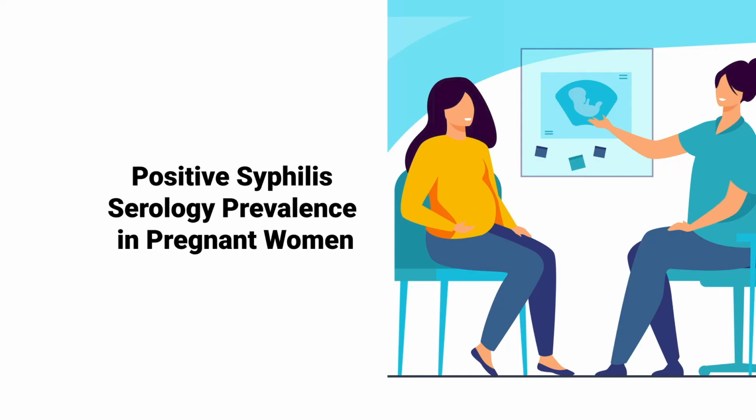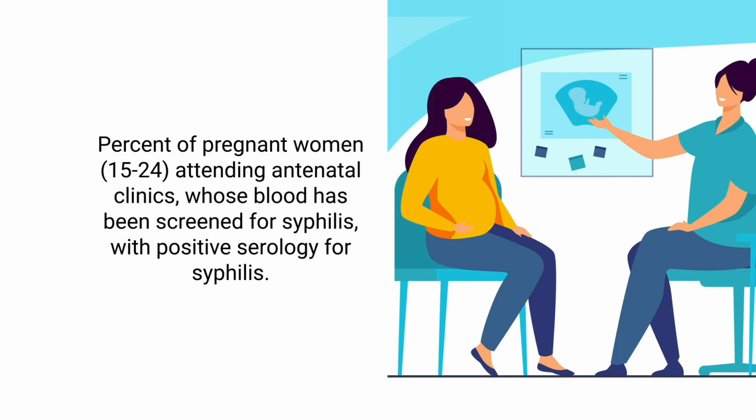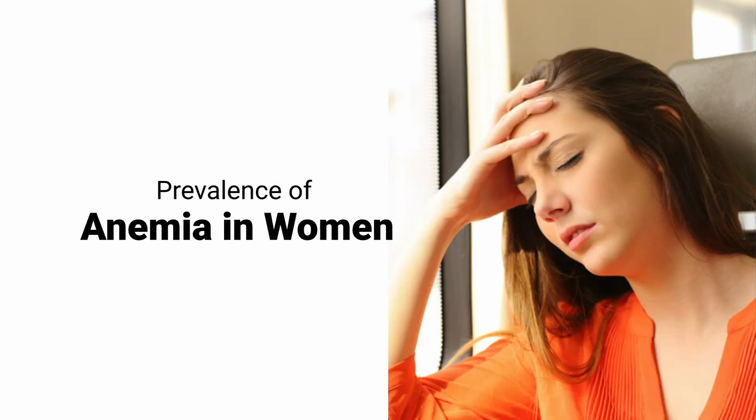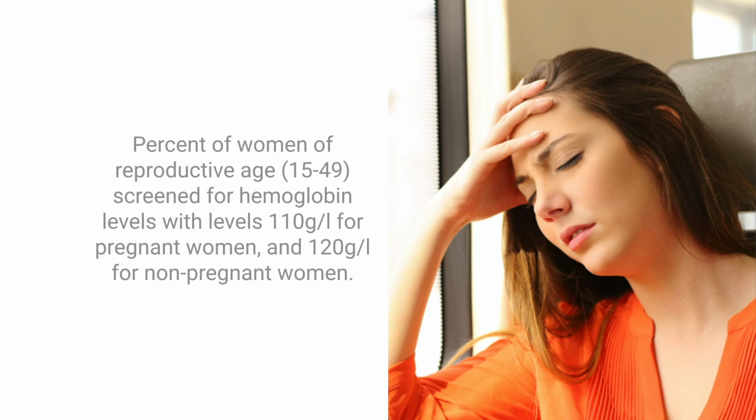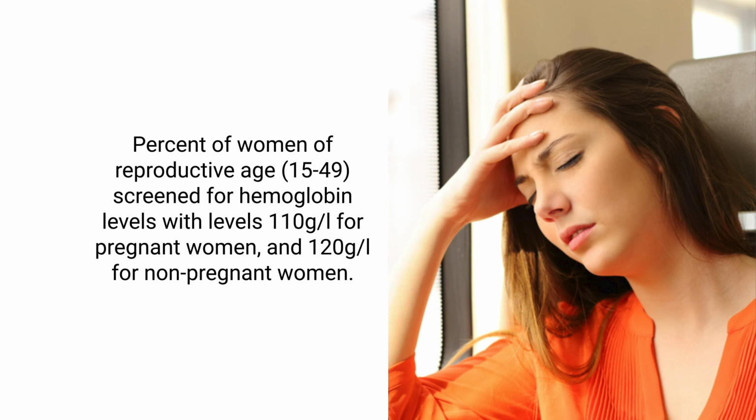Positive syphilis serology prevalence in pregnant women: percentage of pregnant women 15 to 24 years attending antenatal clinic whose blood has been screened for syphilis with positive serology of syphilis. Then your next is prevalence of anemia in women. Already I was telling you: percentage of women of reproductive age group 15 to 49 screened for hemoglobin level, with levels of 11 g per deciliter for pregnant women and 12 for non-pregnant women.